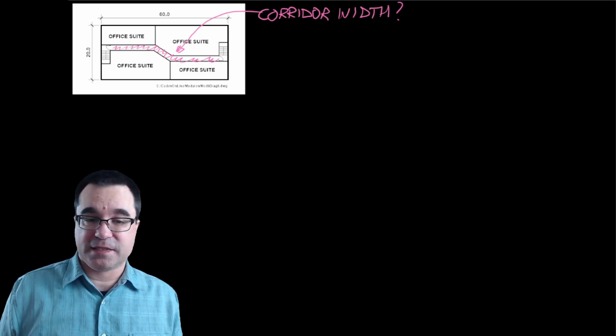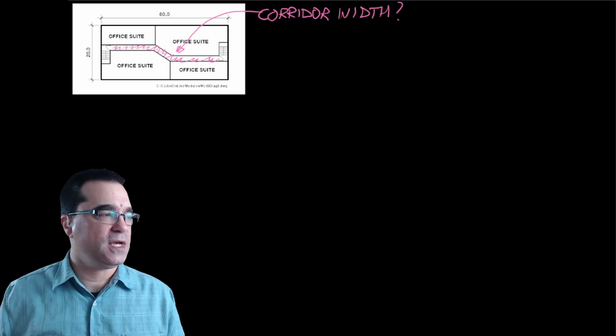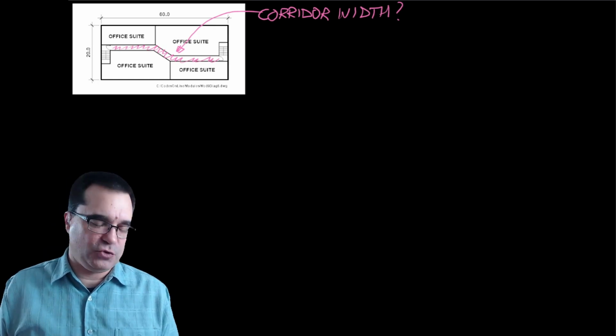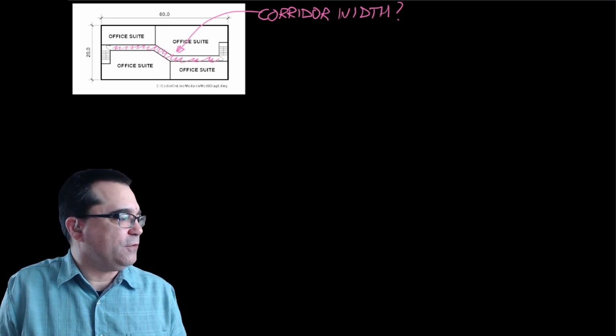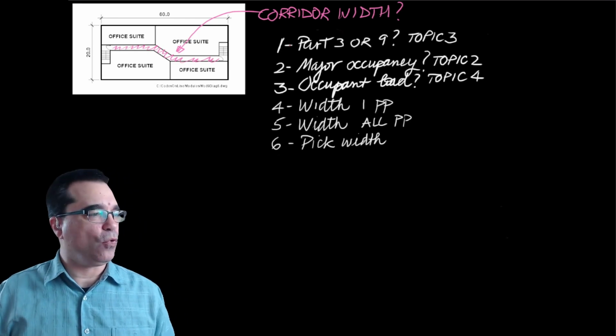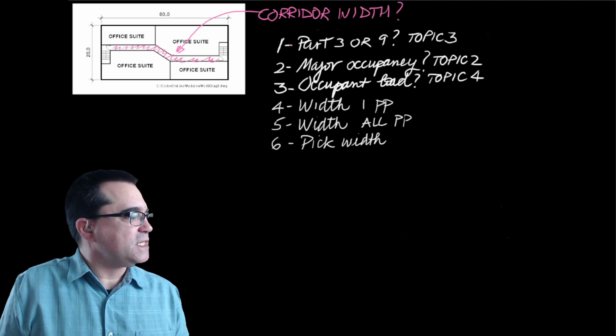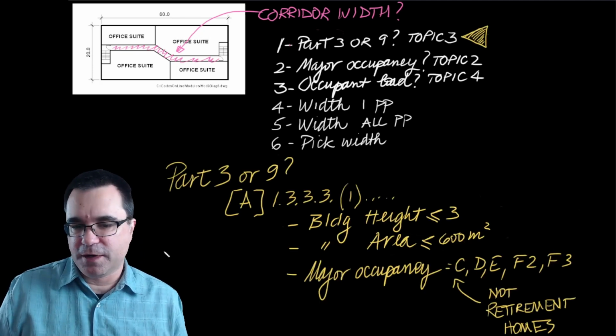And we're being asked to determine the minimum width of the public corridor that these suites share according to the contents of section 3.3 of Division B of the Ontario Building Code. We're going to be using the same 6 steps that we did for example number 1. So we're going to start with step number 1, which is determining whether or not this is a part 3 or a part 9 building.